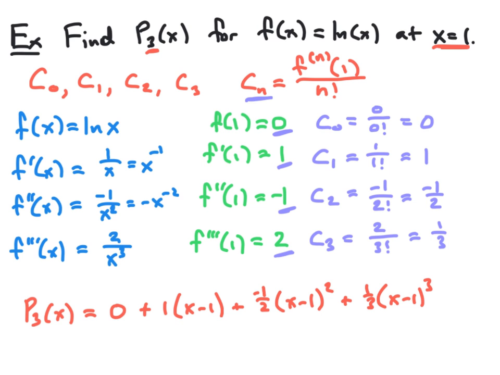And if we want, we can clean this up just a little bit. The 0 does not need to be included, nor does the multiplying by 1 in the first term. But everything else is pretty much simplified to the best way possible, unless we're going to expand out everything. But here, our third degree Taylor polynomial P sub 3 will be x minus 1 minus 1/2 x minus 1 quantity squared plus 1/3 x minus 1 cubed.